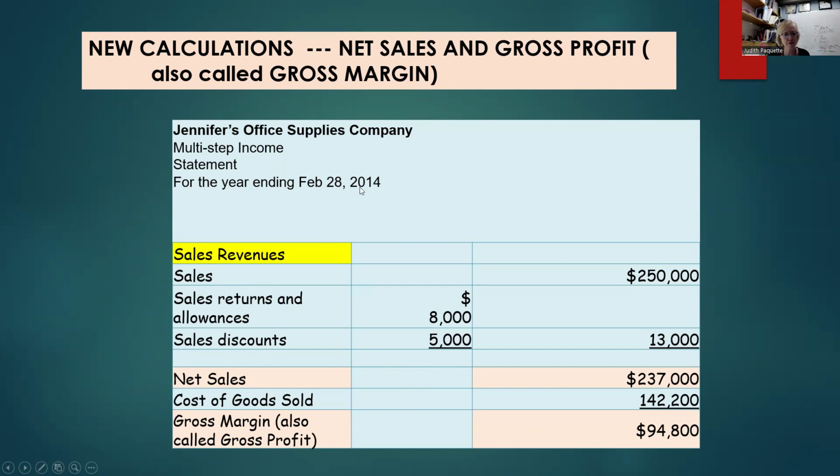So the ending balance as of February 28th for sales was $250,000. Ending balance for sales returns and sales discounts was 8 and 5 respectively. Remember those lower sales, so we subtract them. And then we calculate net sales. With the perpetual inventory system, we're always tracking cost of goods sold. We know what it is, so we just lift it from the T account. And remember on the multi-step, don't add things that you're supposed to subtract. So here was our net sales, here was our cost, and this is our gross margin, also called gross profit.